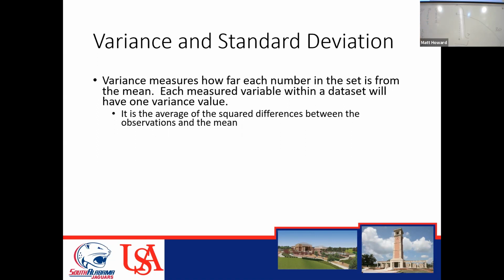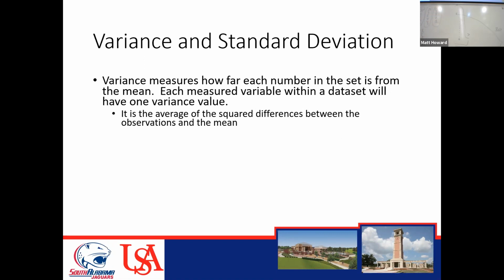So very similar to mean, median, and mode in that regard, each variable in your data set, you can calculate a variance score. It's a characteristic of the variable. Any questions about that so far? Is that pretty clear? Okay.